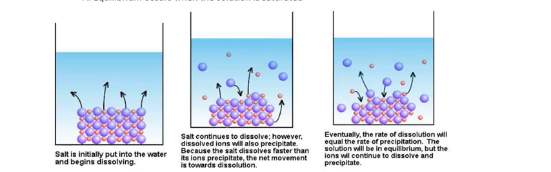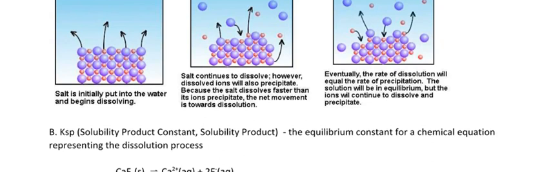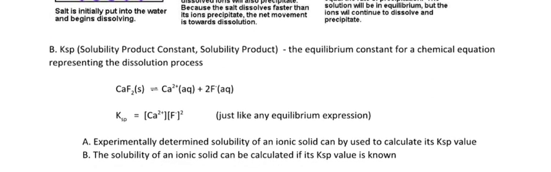There are two very important terminologies coming up. Number one is Ksp, which is another K value, just like Ka, just like Kb. This is Ksp, the solubility product constant. It's the equilibrium constant for a chemical equation.